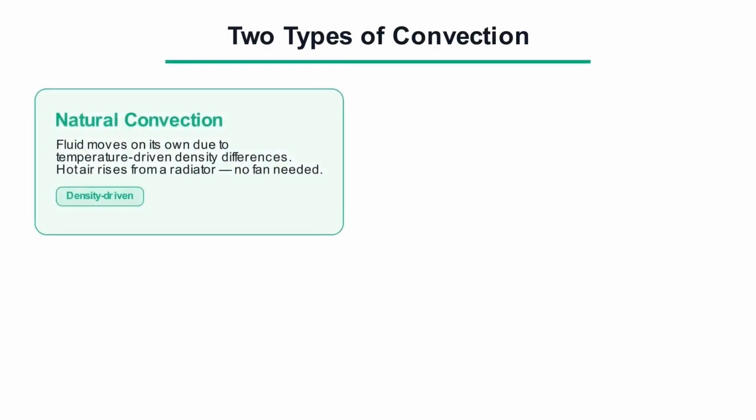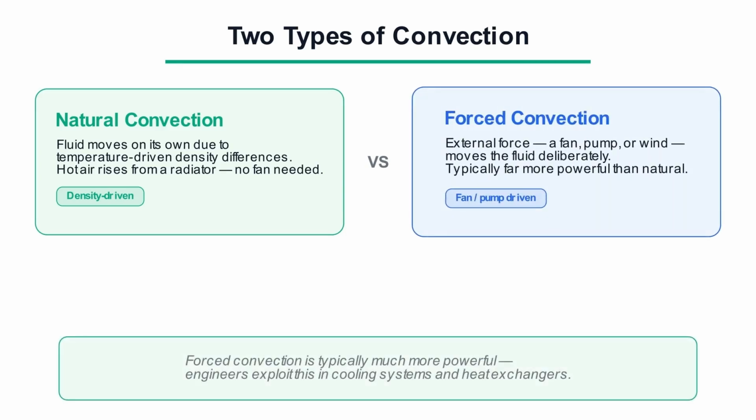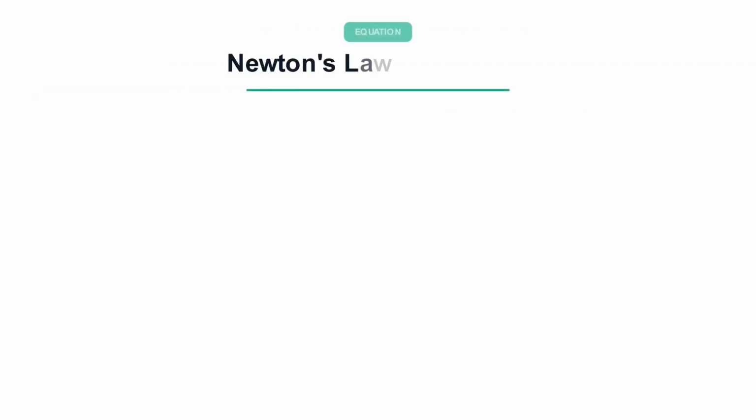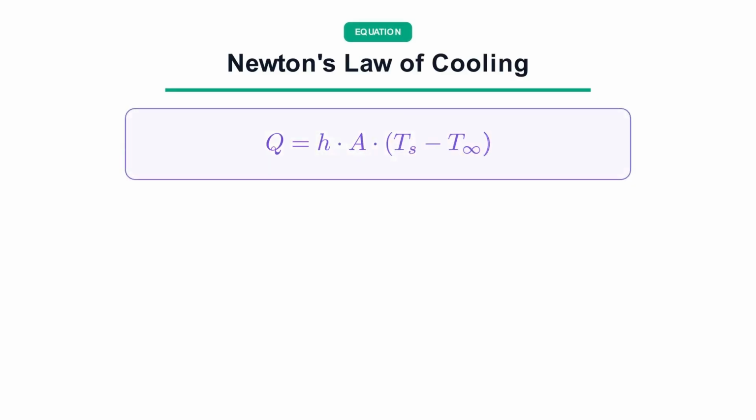Convection comes in two types. Natural convection happens when fluid moves on its own due to temperature-driven density differences, like hot air rising from a radiator. Forced convection happens when something external, a fan, a pump, the wind, forces the fluid to move. Forced convection is typically much more powerful. The governing equation for convection is known as Newton's law of cooling, and it looks like this. Q equals h times A times (T_s minus T_infinity).